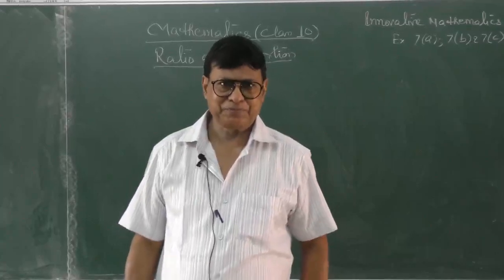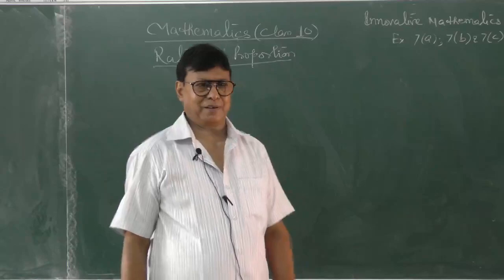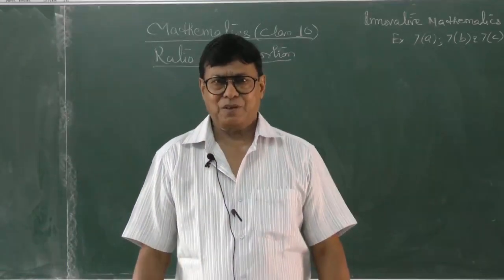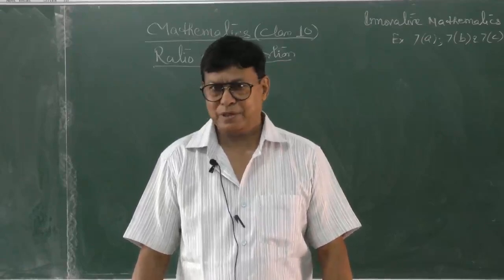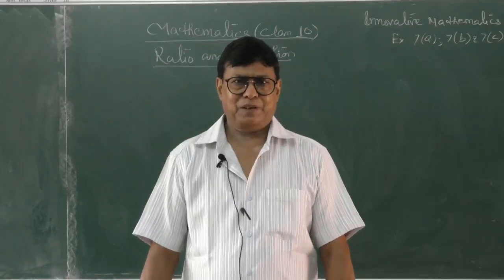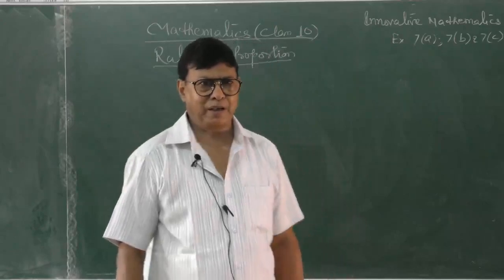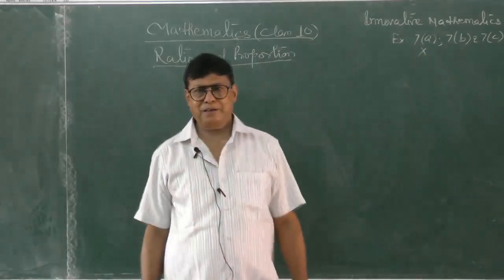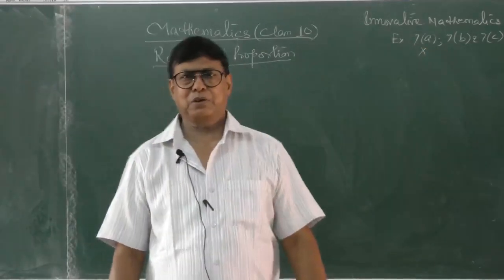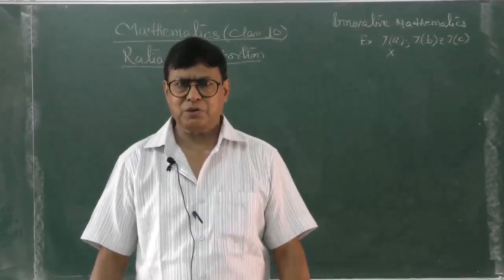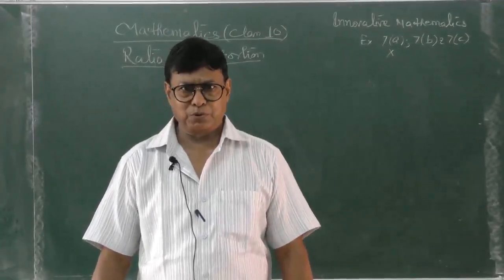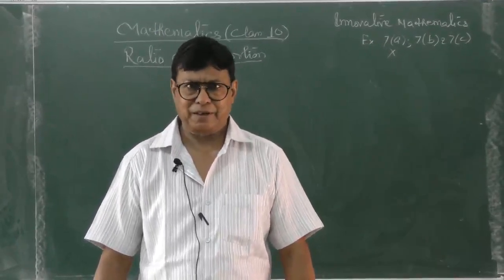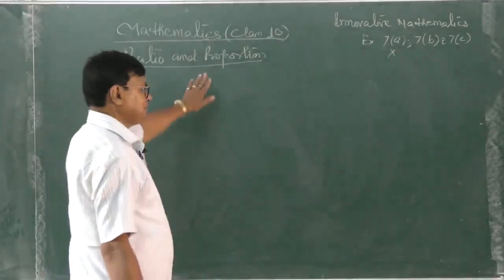Okay, good morning children. We will be starting with a new chapter, that's ratio and proportion. The book which we are following is Innovative Mathematics. Now, the first part, ratio 7a, is not to be done, right? 7a is for the ratios. According to the new syllabus, the ratio is not included. It is only proportion. So what you have to do is 7b and 7c, right? So I will be starting with proportion.